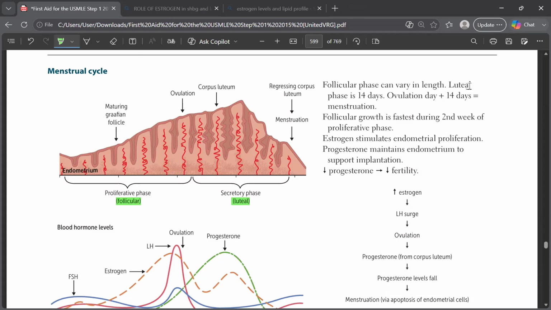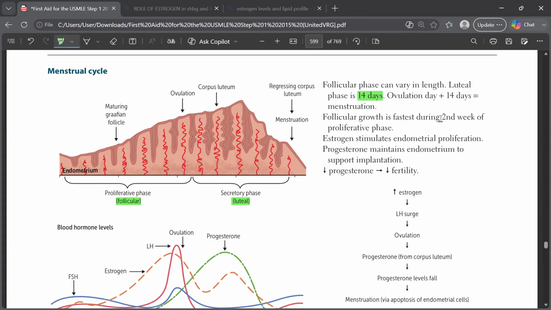Follicular phase can vary in length. Luteal phase is 14 days. Ovulation day plus 14 days is equal to menstruation. So, however long it takes to reach the stage of ovulation, and then the next 14 days is equal to how long your menstrual cycle is going to be.